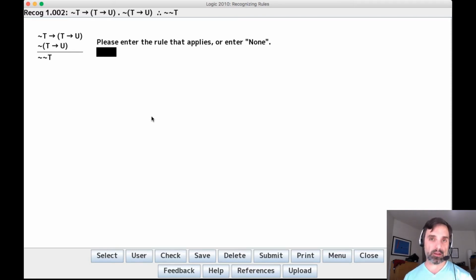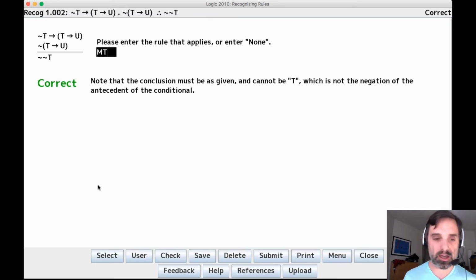Okay, so let's take a look at this problem. We have two premises. We have if not t, then if t, then u, and we have not if t, then u, and our conclusion is not t. And so the question is, is there a rule that applies here, or is there no rule? So what do you think? So the answer is that there is a rule, and the rule is modus tollens, because here we have a conditional, and what's its consequent? If t, then u. So the second premise is the negation of the consequent, and the conclusion is the negation of the antecedent. So that's MT, and that's what this says.